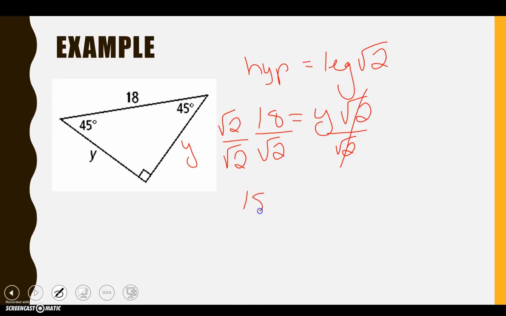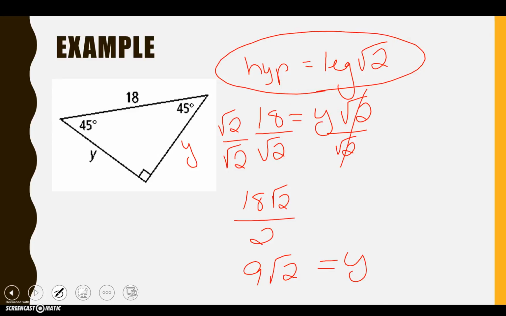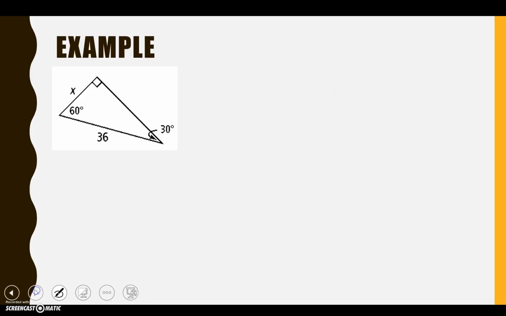I end up with 18 square root of 2 on the top. Square root of 2 times square root of 2 is a positive 2. And finally, we're going to simplify this down, and we get 9 square root of 2. So that's equal to our y value, which is both of those legs. So you see how I kind of substituted everything into everything with words. I like doing that because I get a better visual than just that diagram before.